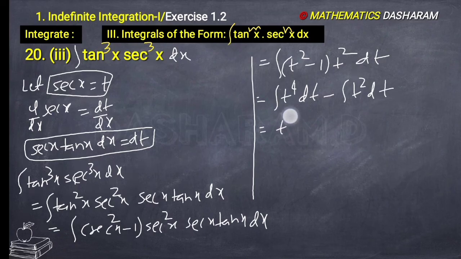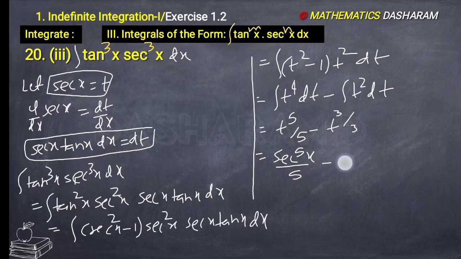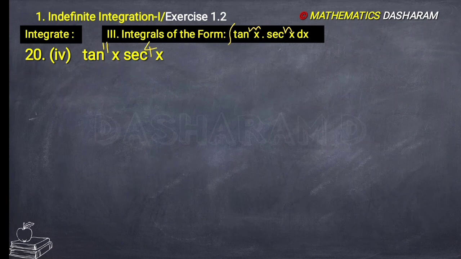So it is equal to t to the power of 5 by 5 minus t cube by 3. Now substitute the t value: sec to the power of 5 x by 5 minus sec to the power of 3 x by 3. Here add one constant. It is our required answer.